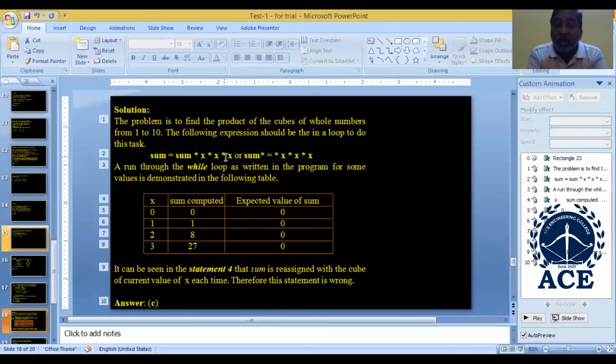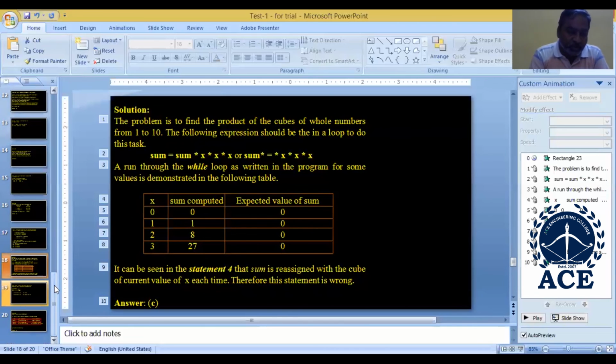Second, in the computation of sum, the updation is missed by the programmer. So there are actually two mistakes in the program. But among the options, statement 4 is given, so the answer is C. We'll limit our discussion only to the extent of this problem. The option is C. But truly speaking, there are two mistakes in the program. Right. Next, we'll go to the next question.